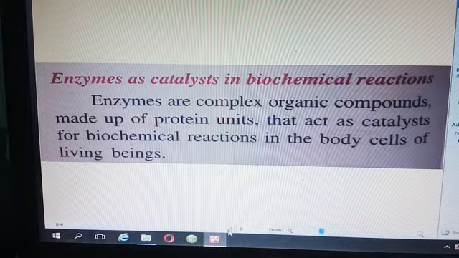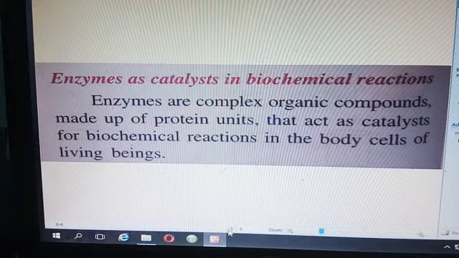Number 1 is close contact. Number 2, solution form. Number 3, heat energy. Number 4, light energy. Number 5, electricity. Number 6, pressure. Number 7, catalyst. And in catalyst we learned two types of catalyst: positive catalyst and negative catalyst.